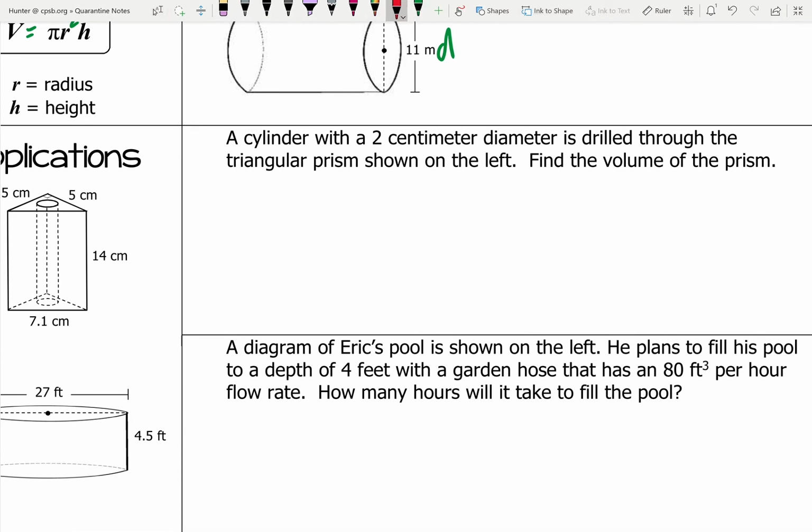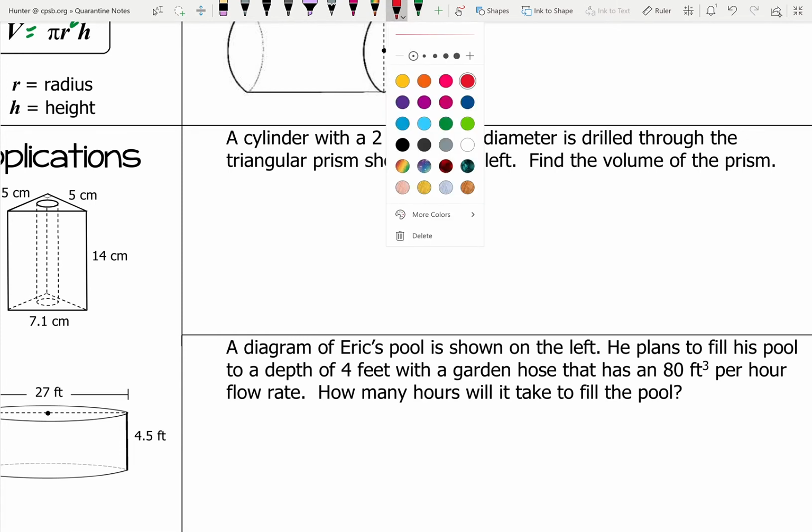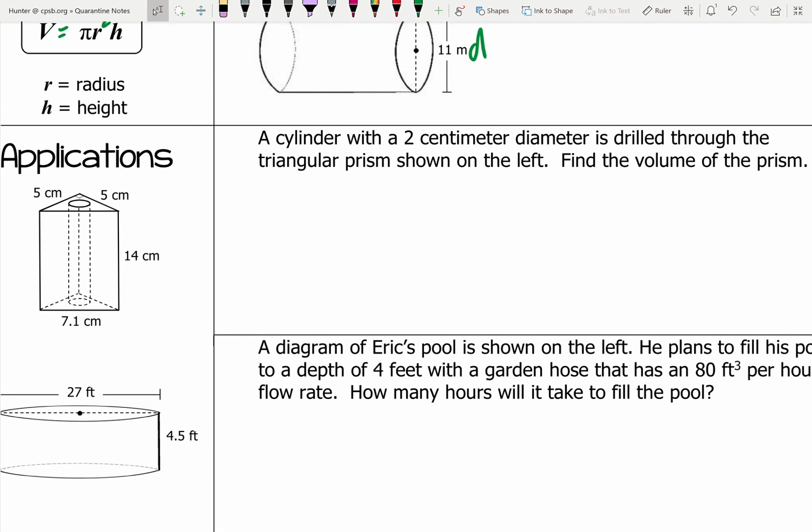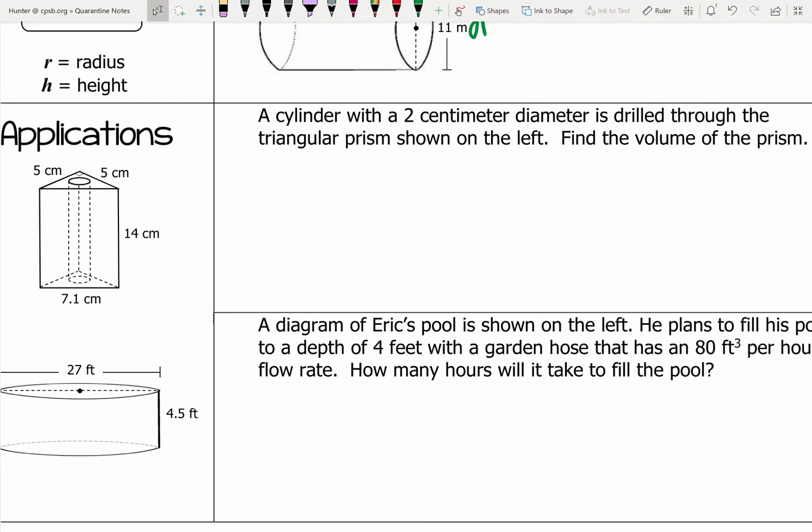Alright, it says a cylinder with a 2 centimeter diameter is drilled through the triangular prism shown on the left. Find the volume of the prism. Alright, this is sort of like finding the area of the shaded figure that we did when we did those. So, the only difference is I'm dealing with volume rather than area now.